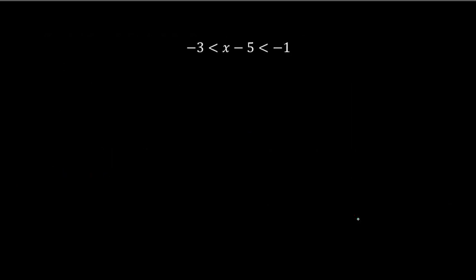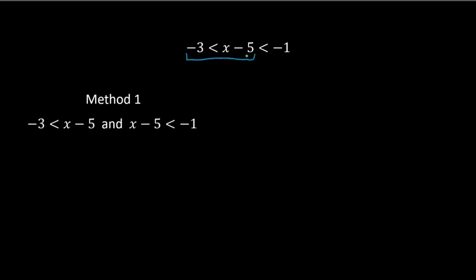Alright, here's another example. We have negative 3 is less than x minus 5 is less than negative 1. Okay, this is an AND statement when it's written like this. And when you try to solve an AND statement, there's two ways you can approach this. So method 1 is you can actually break this apart into two different statements, where you have negative 3 is less than x minus 5. And we see that typed up right here, negative 3 less than x minus 5. And the other statement would be x minus 5 is less than negative 1.